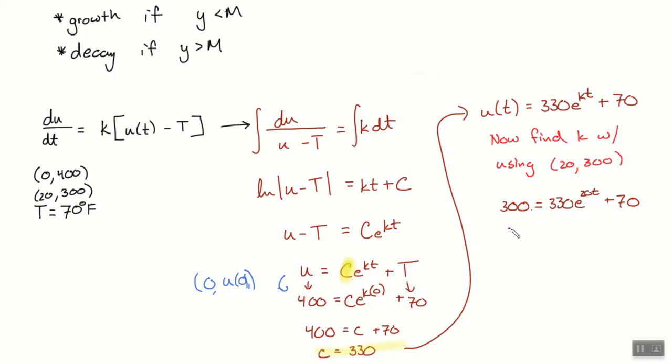Okay, so 230. Can I do two steps in one? I'm also going to divide by what? 330. Equals e to the 20t. E to the, whoa, 20k. You're right. I'm sorry. I'm going to erase that and I'm going to make it stand out.